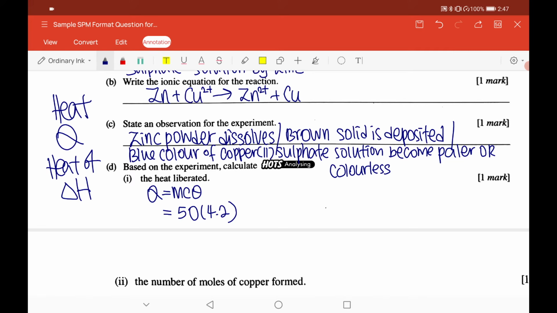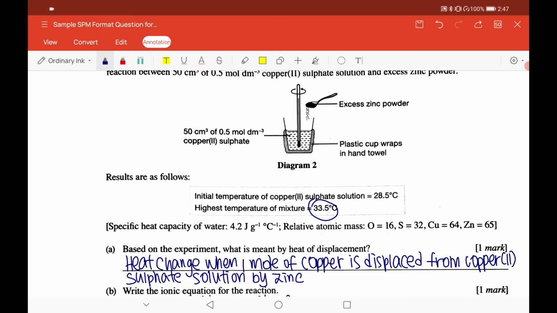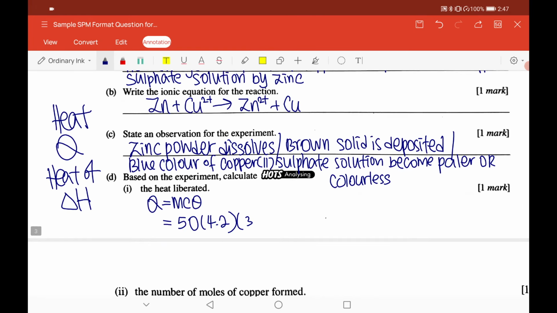Now the last thing that we need is theta. Theta is temperature change. How to find temperature change? Take the high temperature minus the low temperature. So take the high temperature 33.5 minus the low temperature 28.5. Key this into your calculator, you will get 1050.